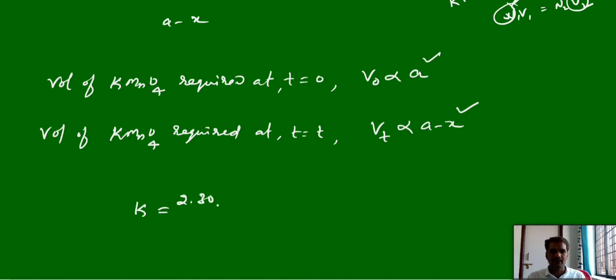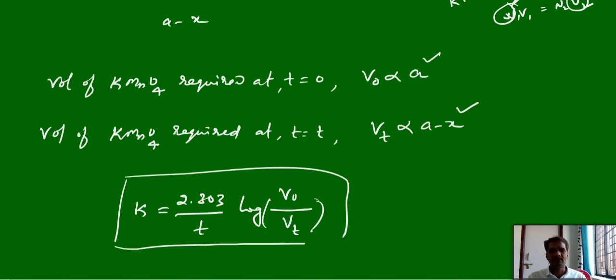K equal to 2.303 by t log A by A minus x. What is the A? A is directly proportional to the initial volume of KMnO4, and A minus x is directly proportional to the volume of KMnO4 required at a time t. That is it. This is the integrated rate equation for the monitoring of hydrogen peroxide or redox titration reactions.